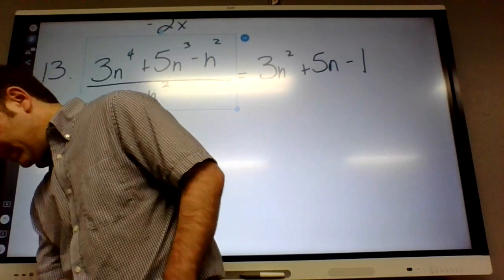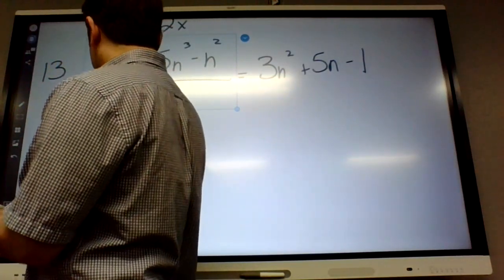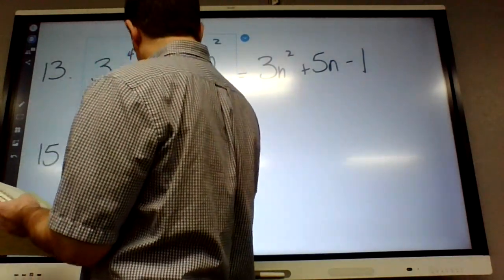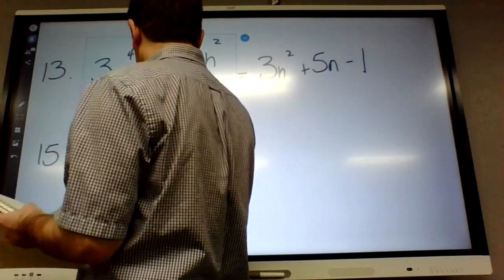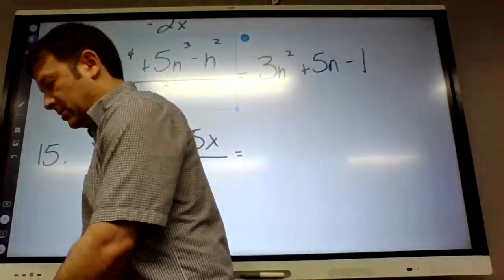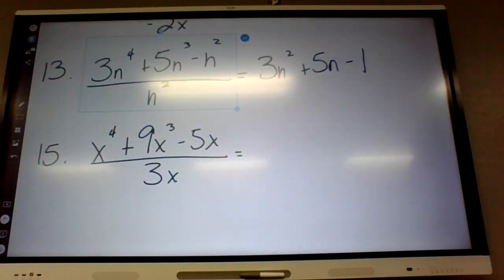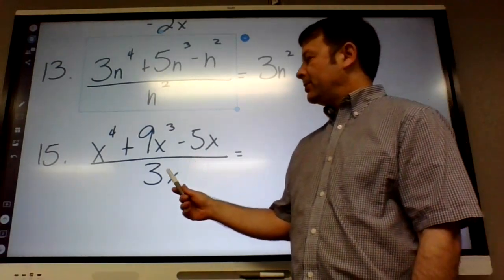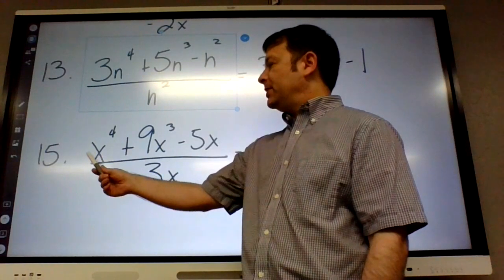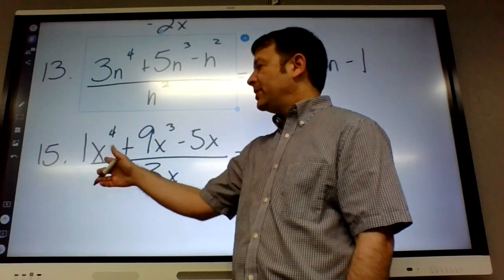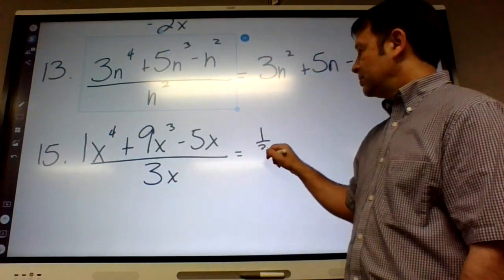Alright, 15. Kind of a messy one again, I guess. Alright. Manny. So, the first part would be 3x cubed. Well, not quite. So, this is not 3 divided by 1, which would be 3. It's more like 1 divided by 3. Oh, so 1/3 x cubed.